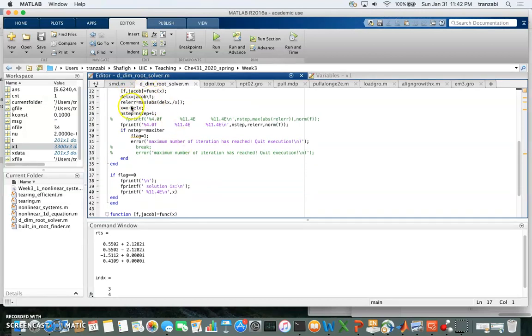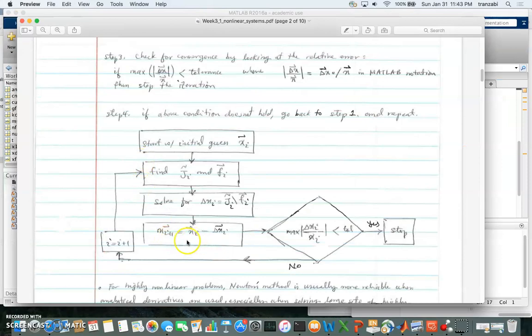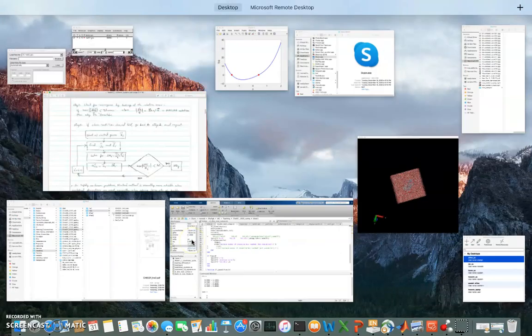That's delta x. Then the relative error would be the maximum of the absolute value of delta x divided by x, but because I have n delta x values, I just use the dot operator, which means I get n of these values, delta x by x, and we find the maximum of them. As soon as we get the delta x and relative error, we can update our x, which is going to be the current x minus delta x, exactly like this equation right here.